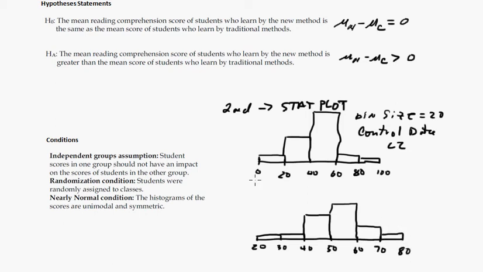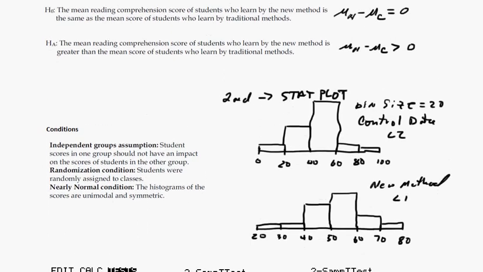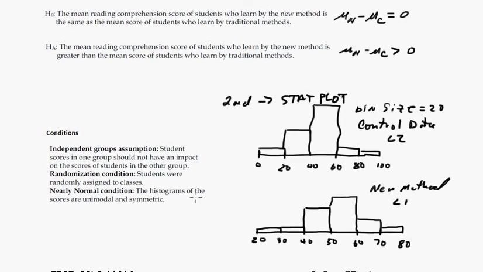Okay, so you should label it. This is the new method, and this is data in L1. You don't have to say that, but the histograms of the scores are unimodal and symmetric, or nearly unimodal and symmetric. So now the conditions are met.